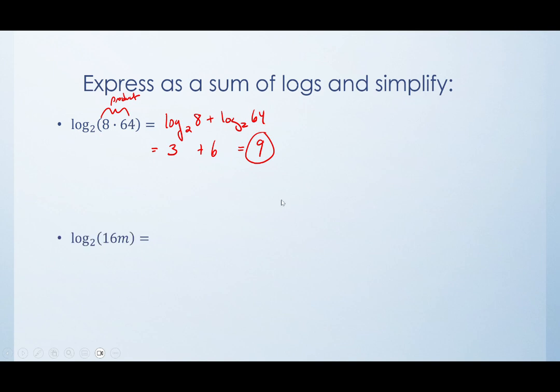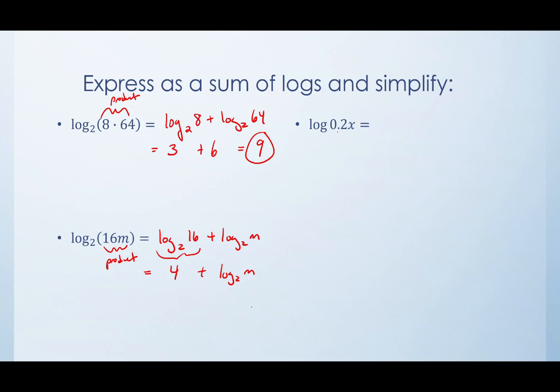All right. So what about log base 2 of 16m? Same story. This is a product, so we can break it down: log base 2 of 16 plus log base 2 of m. Now we can do a little bit with this because log base 2 of 16 is going to be 4, right? But we can't do anything with log base 2 of m, so that's going to be the end of the line for that one.